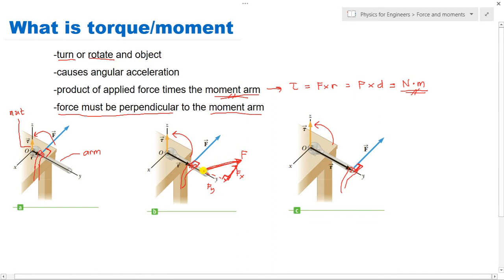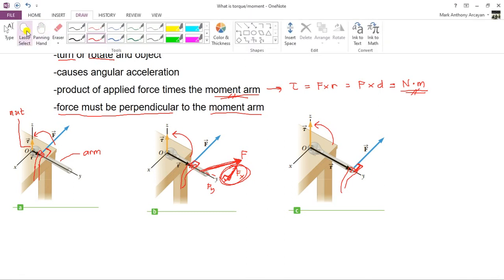So, for a force that is not perpendicular to your moment arm, you need to resolve. Ngayon mo kay kanira may torque, effective torque nga mo cause og rotation sa imong system. So always perpendicular gina. Again, if naka-angle na siya, you need to resolve pa.